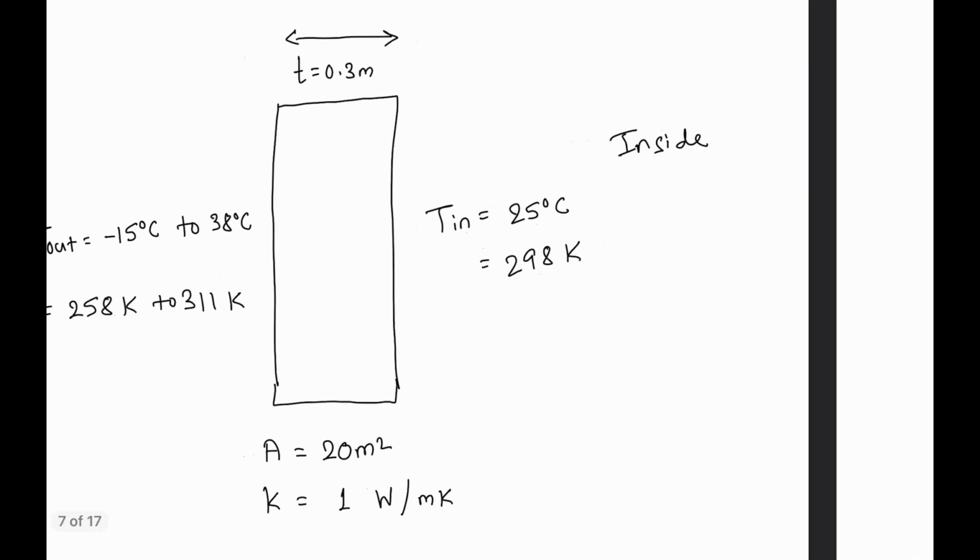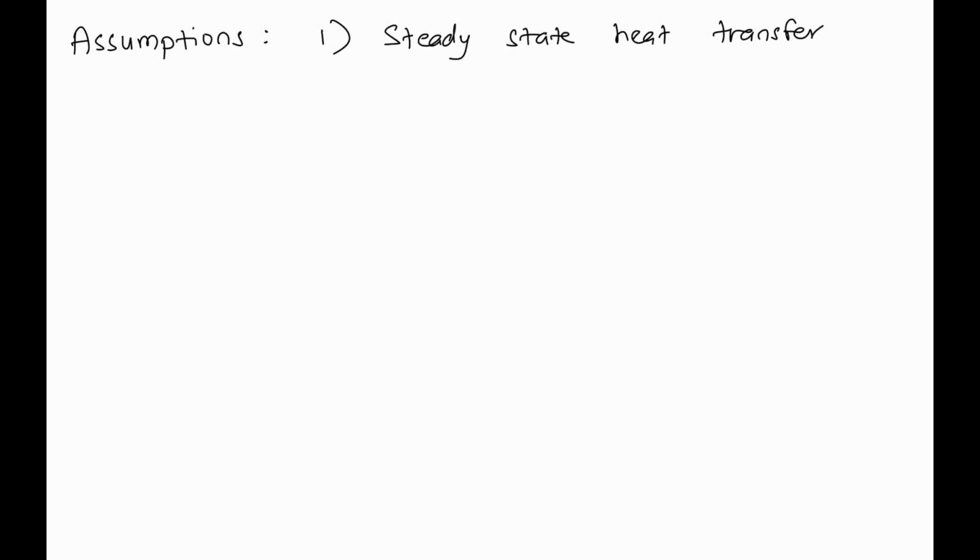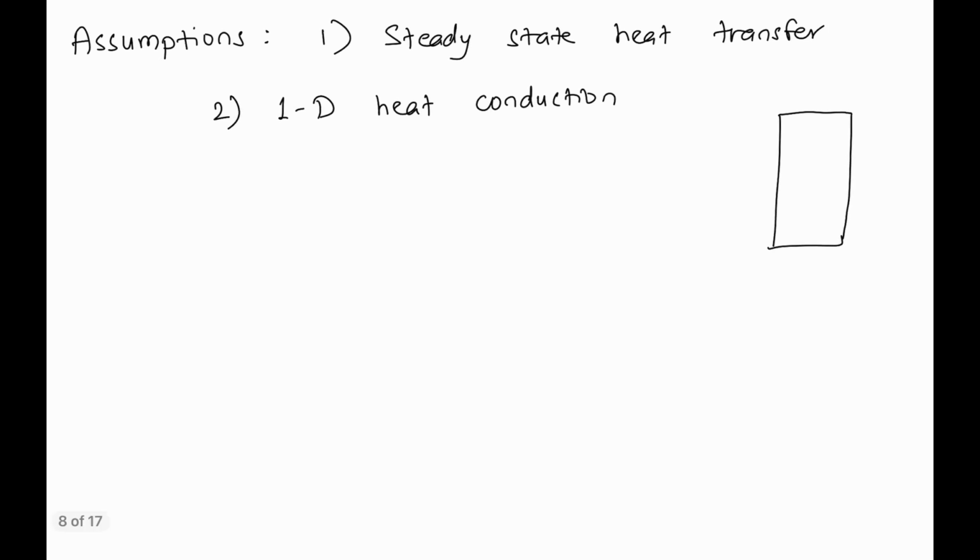So what are the assumptions for this problem? The assumptions are, first, it is a steady state heat transfer, meaning heat transfer is not changing with respect to time. Second is it is one dimensional heat conduction through the wall. So this is the wall, and we are assuming that heat conduction is either in the right direction or the left direction, only one dimensional. It is not going into positive or negative y or z axis.